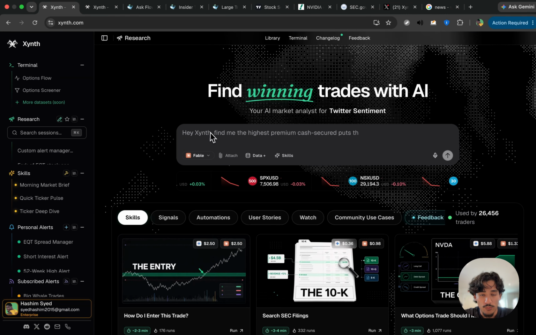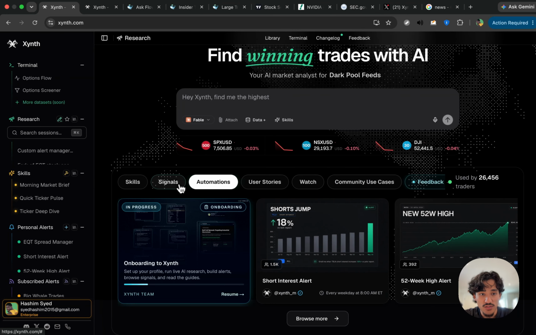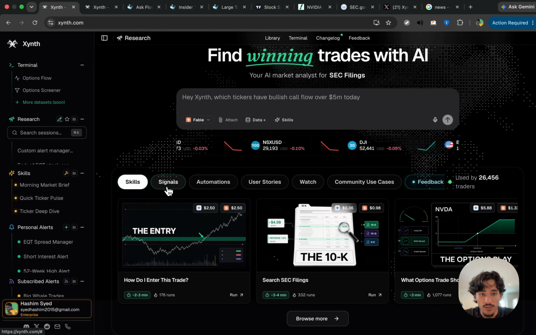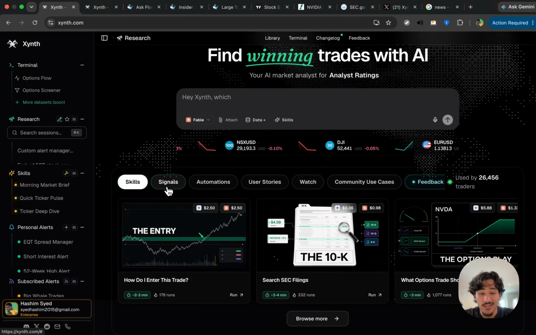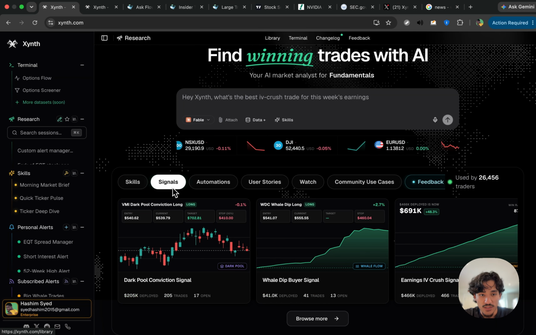With that, what this basically allows you to do is build some really interesting automations, signals, and skills. And I'll show you today through a user story exactly how these three things work in tandem to make retail traders more money. So let's go into the signals first.